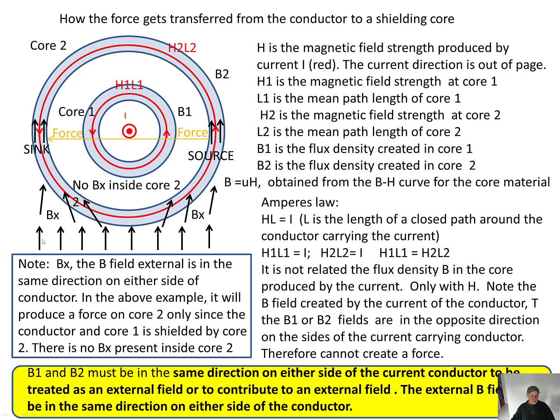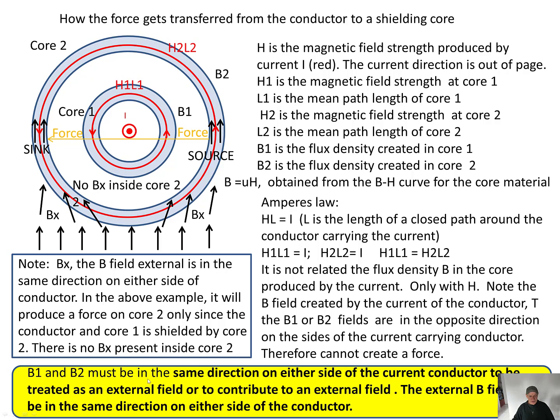Bx, which is the external B field, the B field external is in the same direction on either side of the conductor. In the above example, it will produce a force on core 2 only, since the conductor and the core 1 is shielded by core 2. There is no Bx present inside core 2.